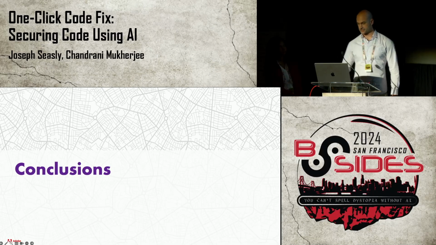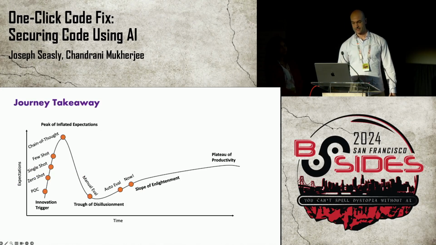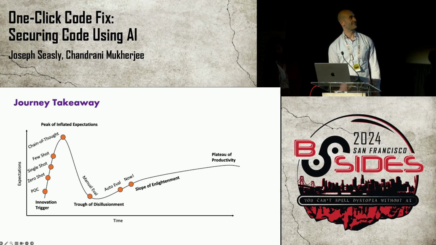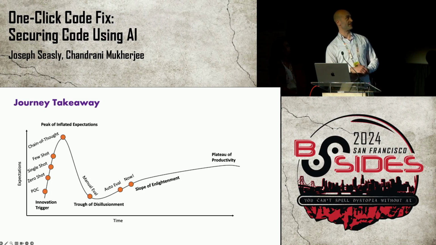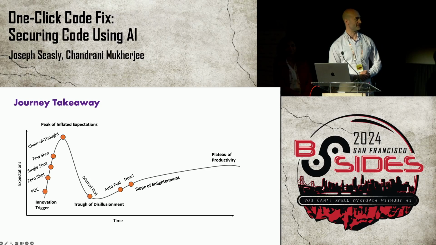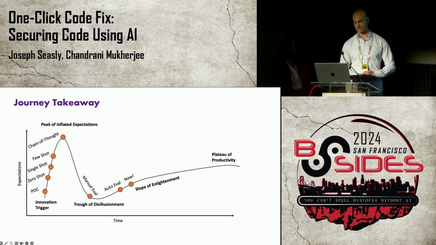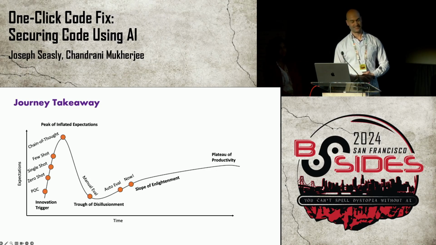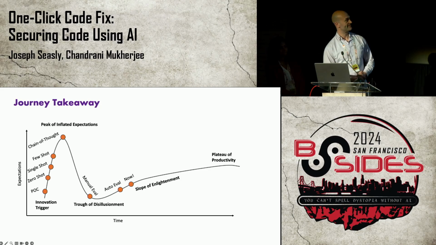So, conclusions. We had quite the journey, and it's still ongoing. For people who aren't familiar, this is representative of the Gartner hype cycle, where your expectations are plotted over time. When I first saw this a few years ago, it really resonated with me. When we started off at the beginning, we had our POC and we had a lot of expectations. I thought this project would probably take a couple of weeks, and we'd be done with it.